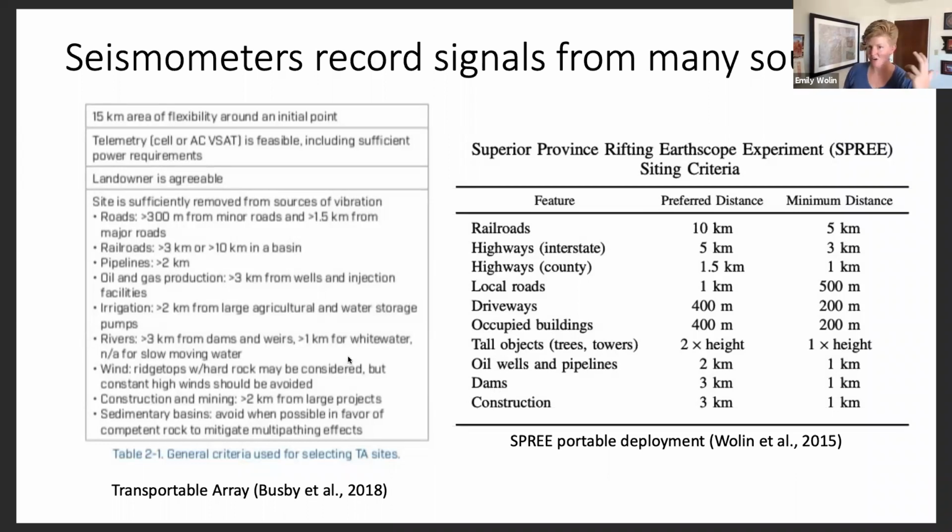So in general, this slide is a list of siting criteria for a multi-purpose broadband site that's designed to record, say, regional and teleseismic earthquakes. So you don't want to put it right next to something human-induced that's shaking the ground strongly. You want to have some distance from it because high-frequency energy tends to attenuate quickly. So in general, we try to avoid human sources of noise.